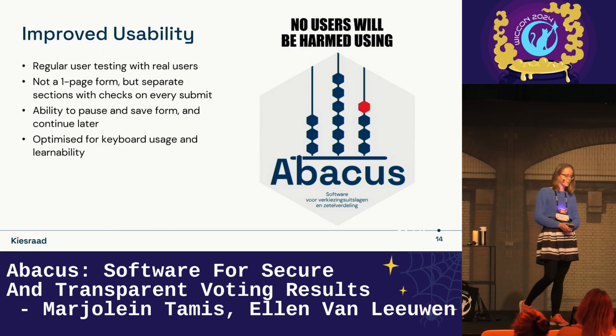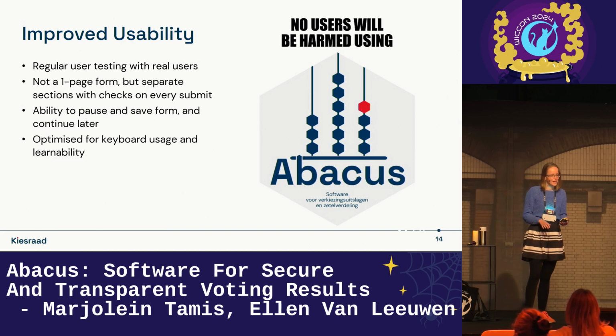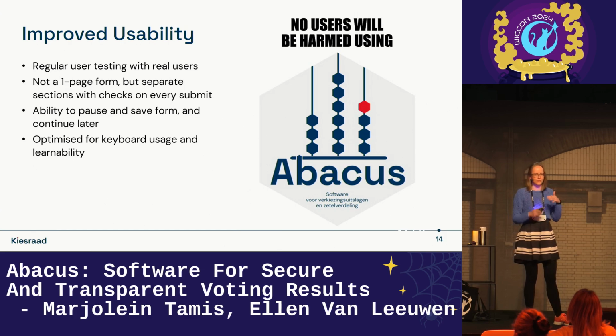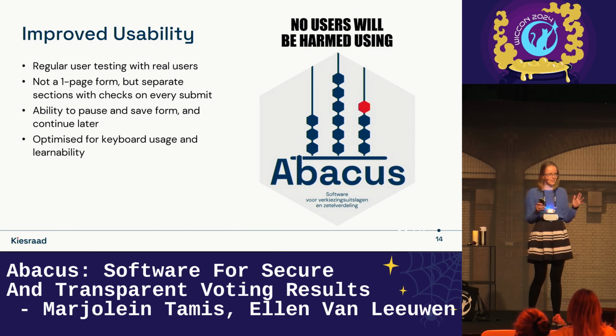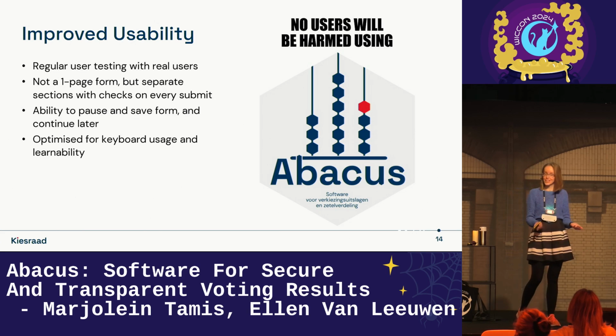The software also needs to be optimized for keyboard usage and learnability. What we found is that especially inputting numbers is way easier if you only use a keyboard and don't have to keep switching from mouse to keyboard. So we want to make it as accessible and usable as possible by basically navigating the whole thing with a keyboard, at least most of it. And it will adhere to all the accessibility guidelines, because we're a government organization, so we actually have to, according to the law.